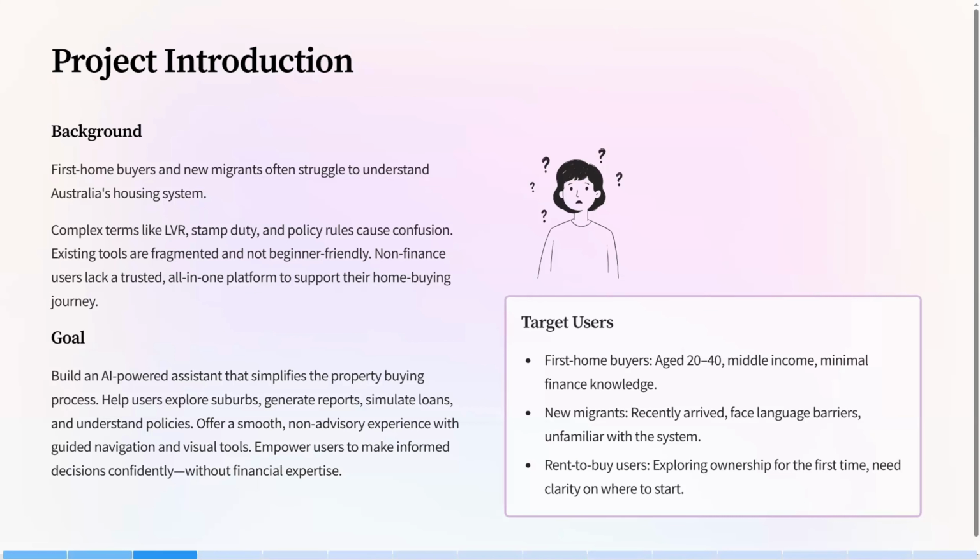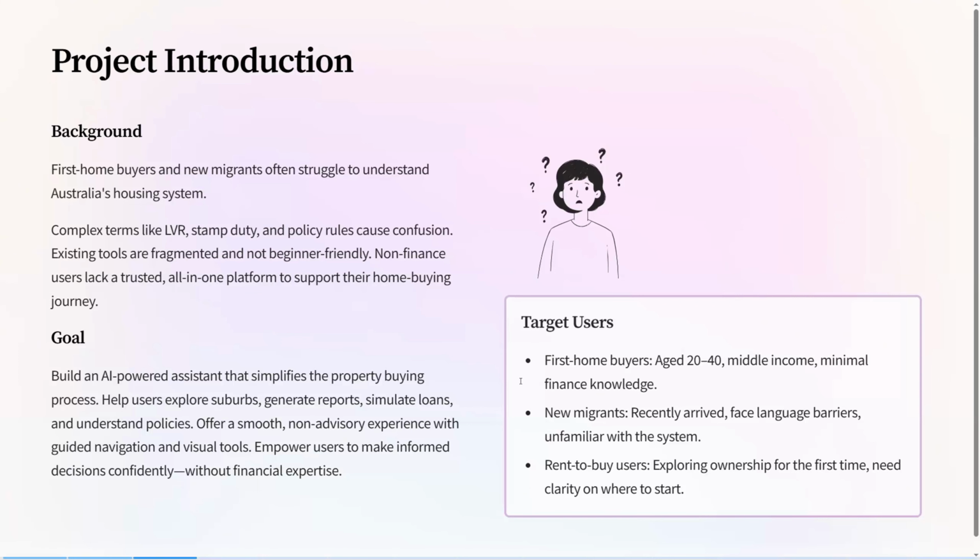So we have three different groups of target customers. First of all, the first home buyers. They're usually the middle class, age range between 20 to 40, and just want to buy their first property. The second group are the new immigrants. They're new here, they've got money, but they've got a language barrier. They don't know where to start. The third group are the rent-to-buy users. They've been renting properties for tons of years, and they're tired of it. They just want to explore the options to buy their first property.